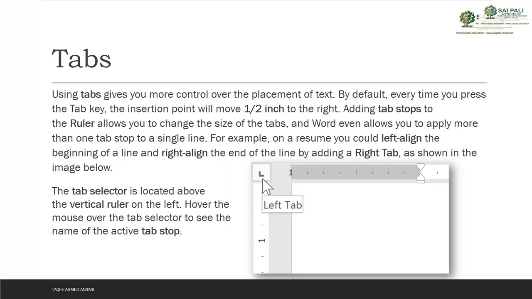The tab selector is located above the vertical ruler on the left. You can see this is our horizontal ruler and this is our vertical ruler. So it is located in the vertical ruler, on the left side, here. This is our tab stop selector. Hover the mouse over the tab selector to see the name of the active tab stop. If you take your mouse there, it will show you the currently selected tab.